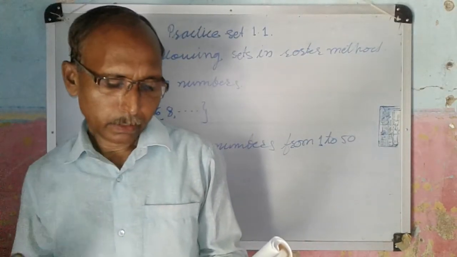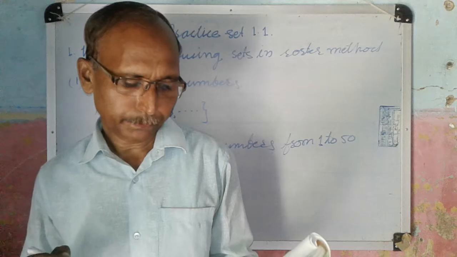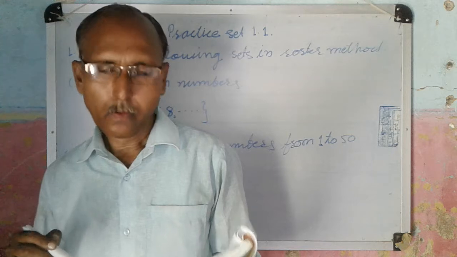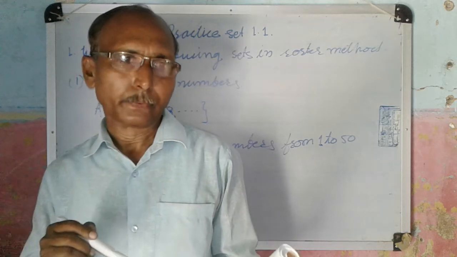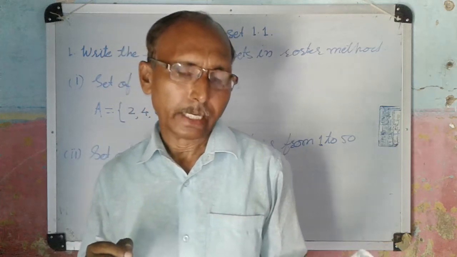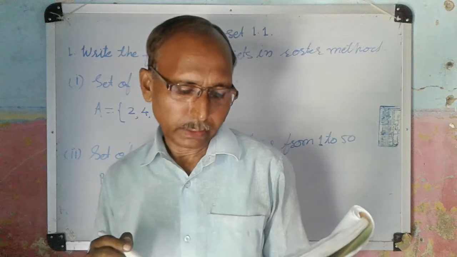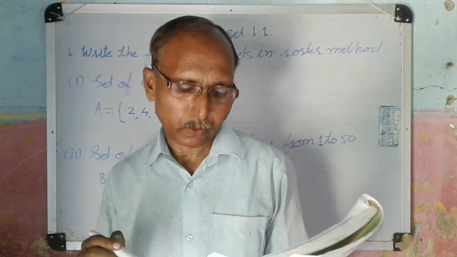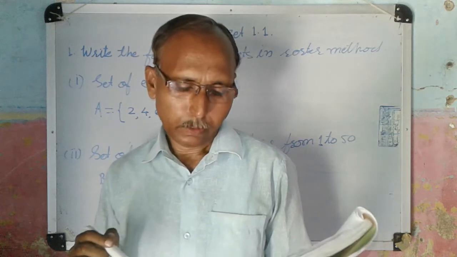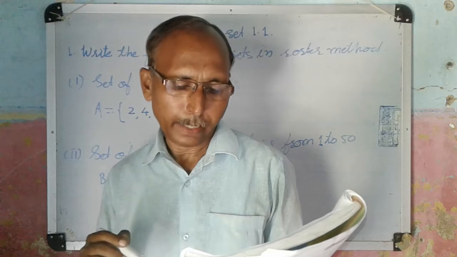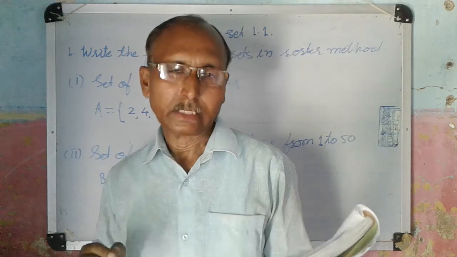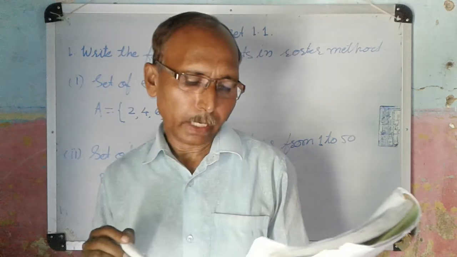Now see example number 3. Set of negative integers. Negative integers means -1, -2, -3, -4, -5 and so on. These are all negative integers, and you can write these integers in this set. Now the fourth example is the 7 basic sounds of sargam. You know the 7 basic sounds of sargam: sa, re, ga, ma, pa, da, ni. All these elements will be in this set.